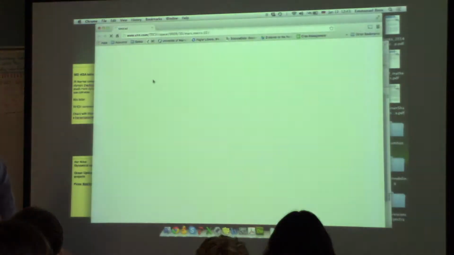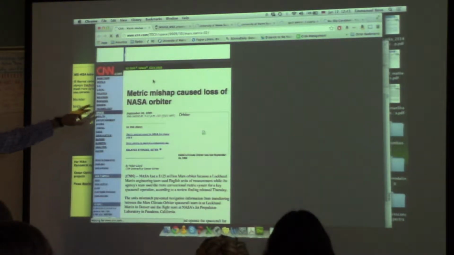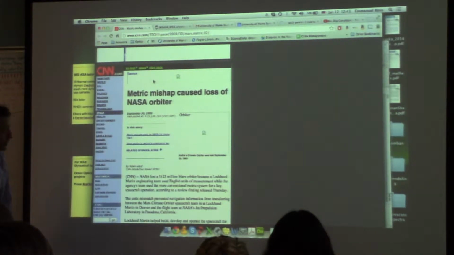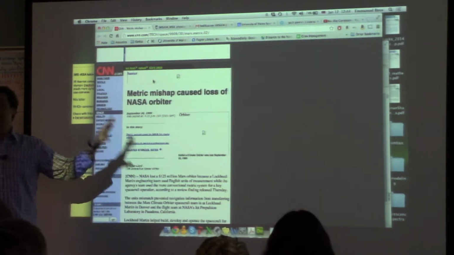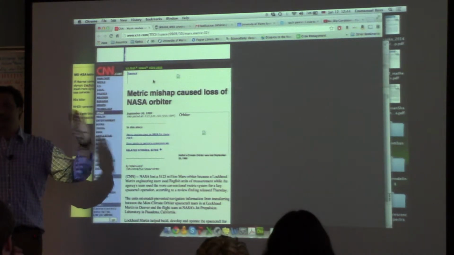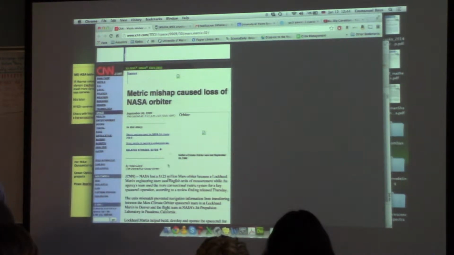Using feet instead of meters. Some were using meters, some were using feet, and they lost a Mars orbiter that cost $125 million. So these are the kind of reasons why we insist on you being able to convert units and understand units and always provide us units.